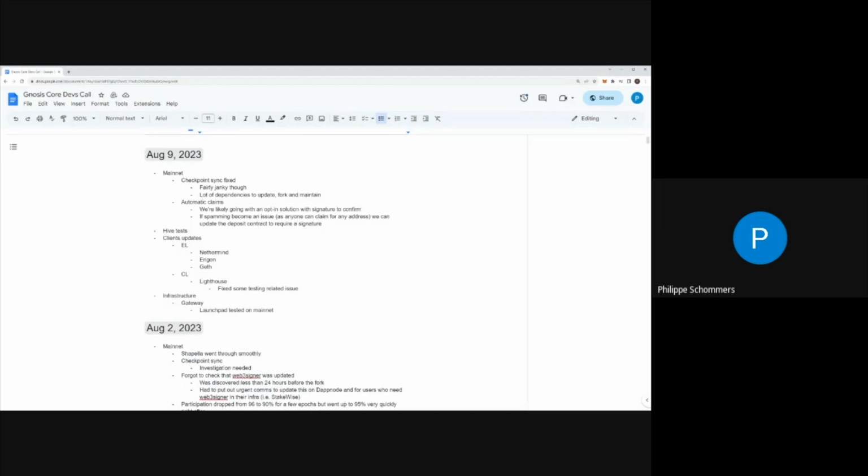And we are probably going to go with an opt-in solution. So basically you go to our own website, you sign a transaction, well, you sign a message or something to say that you want to enable automatic withdrawals, and then we'll do it that way. And in case spamming becomes an issue, as anyone can claim for any address, then we can still update the deposit contract at that time to require maybe an EIP 712 or something signature. So that's just for information, I guess.